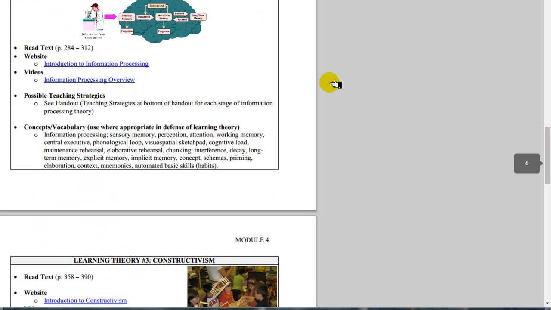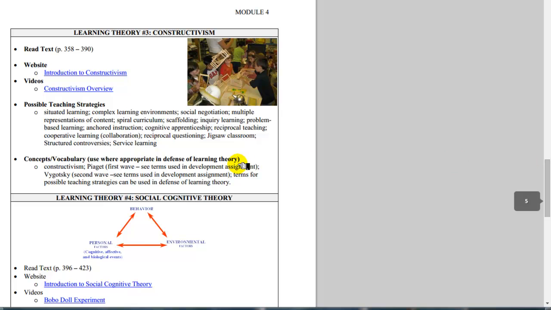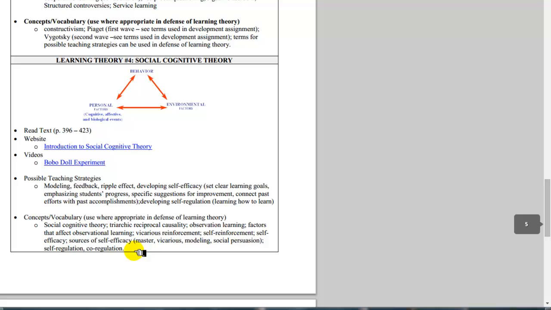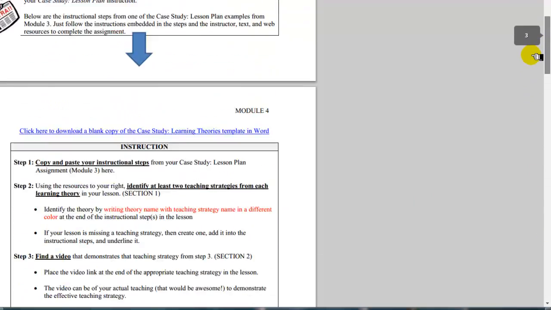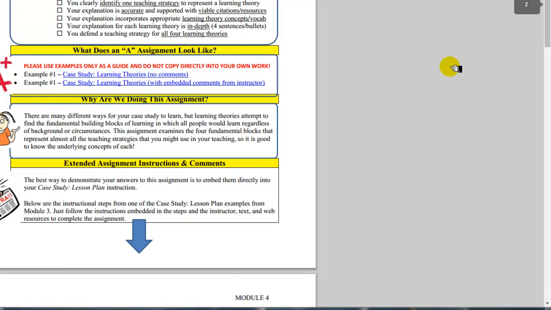And then for the next learning theory, you would do the same thing. In theory number 3, you would do constructivism, same thing. And then for social cognitive theory, you do the same thing. After that, you'd have a very good idea of why your instruction works. But let me show you real quick what it might look like.